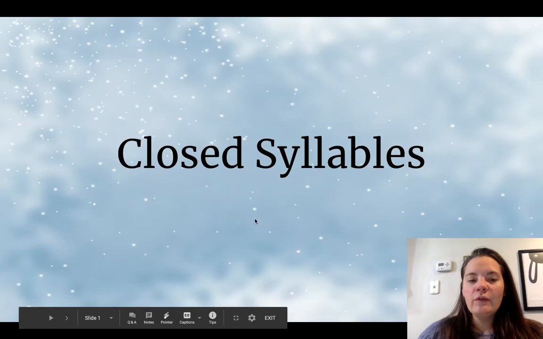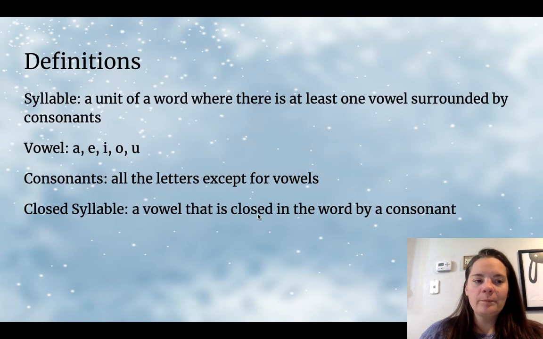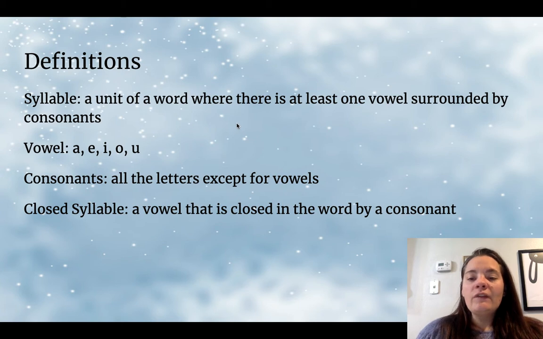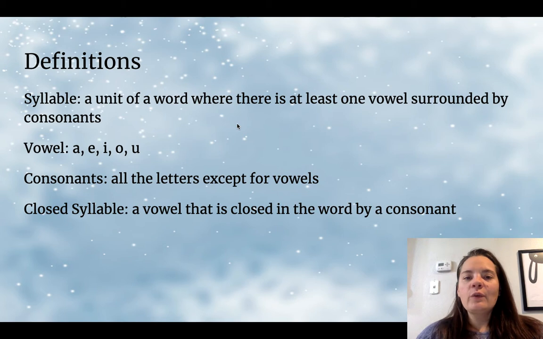Hello. So today we are going to talk about closed syllables when it comes to spelling. So some quick definitions to help you out. A syllable is a unit of a word where there is at least one vowel and it's surrounded by consonants. So it's those little tiny parts of words that you use when you are sounding out a word in reading. But we can also use them to help us with our writing and our spelling.